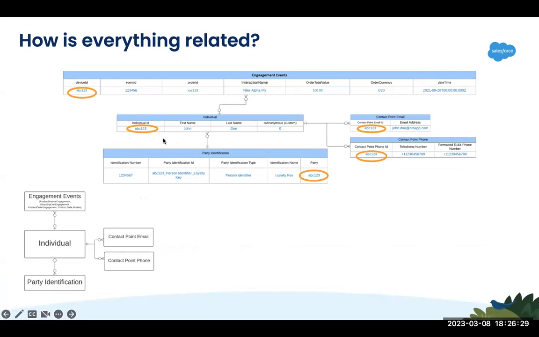When you do mapping, the individual ID has to be mapped with the respective device ID. The individual ID also has to map with the contact point email ID, the contact point phone ID, and the party ID. That's the whole structure inside your Data Cloud. In the complete schema of the data model, the individual ID is in relation to contact point email, phone, party, and engagement events. This is the underlying orchestration recommended by Data Cloud to map your mobile and web events with Data Cloud.